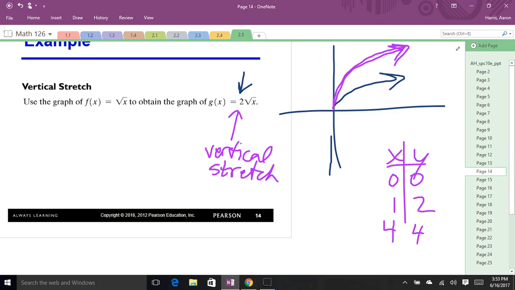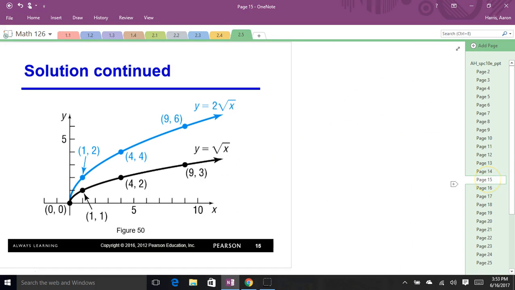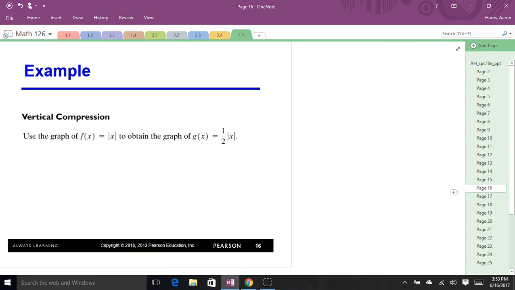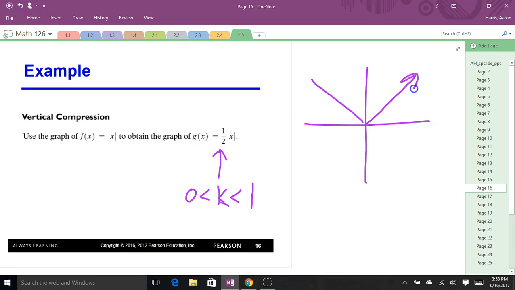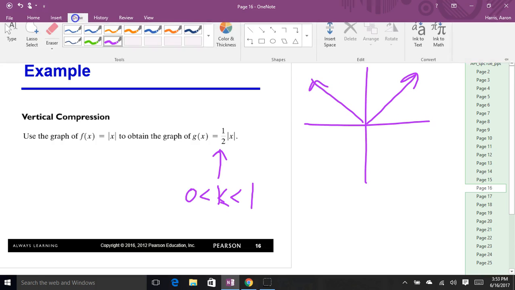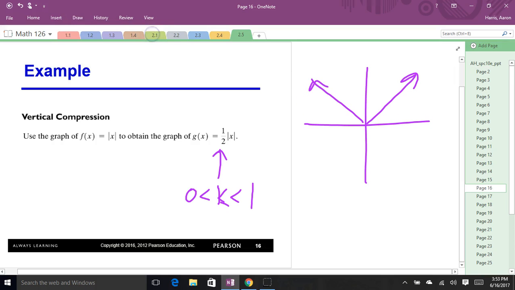Whereas if that number, on the other hand, was between 0 and 1, and here's a picture of that, by the way, 2 root x. If that k constant in front is between 0 and 1, what it's going to do to the original function, here's your absolute value of x, is it'll flatten it out. That's called a vertical compression.